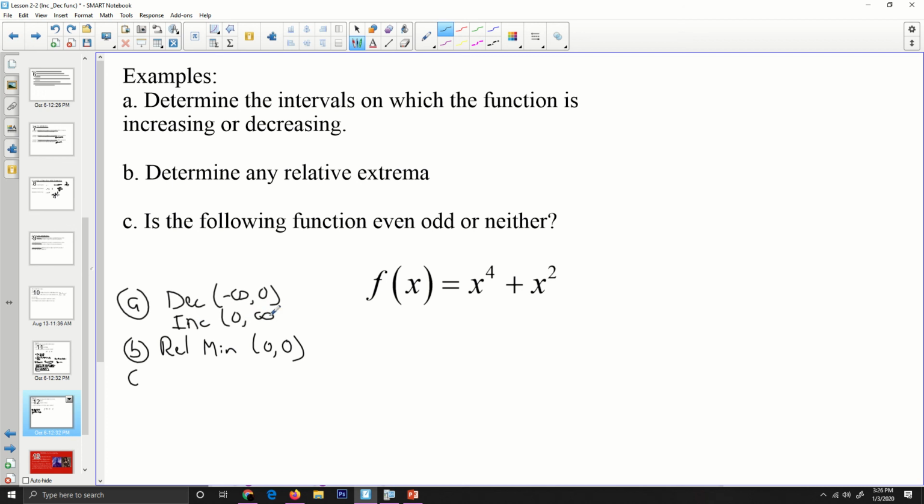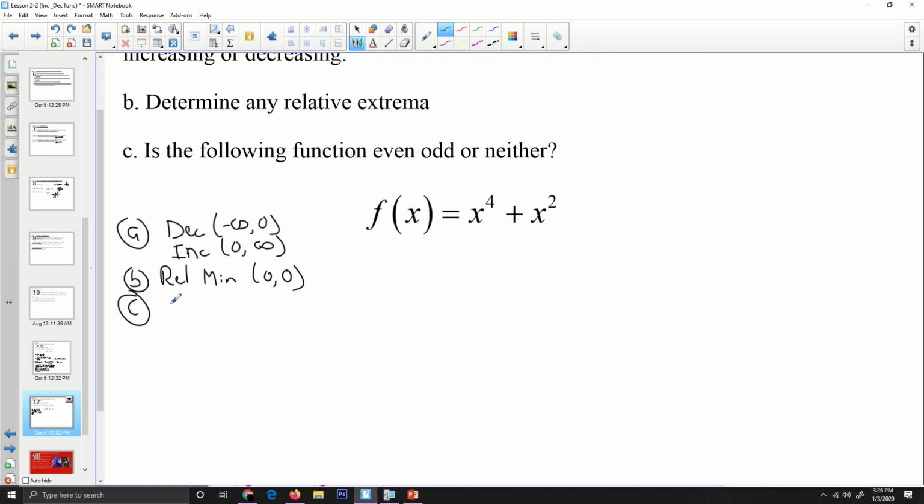And for A, it is decreasing on negative infinity to 0, and then it is increasing from 0 to positive infinity. And now we want to determine if it's even, odd, or neither. All right, so we take our f of x, and we say f of x is equal to x to the 4th plus x squared. And then I plug in f of negative x. All right, and so negative x gets raised to the 4th, and negative x gets squared.